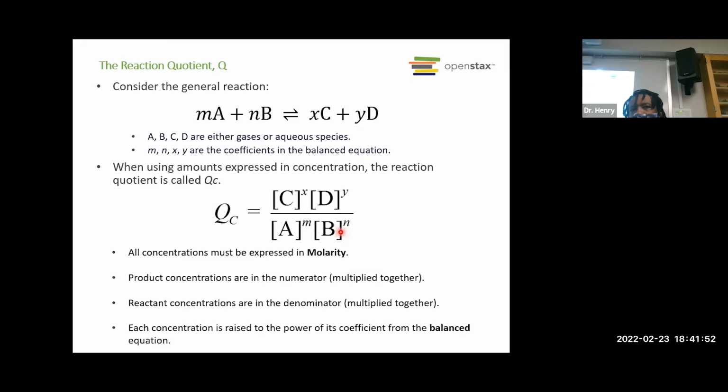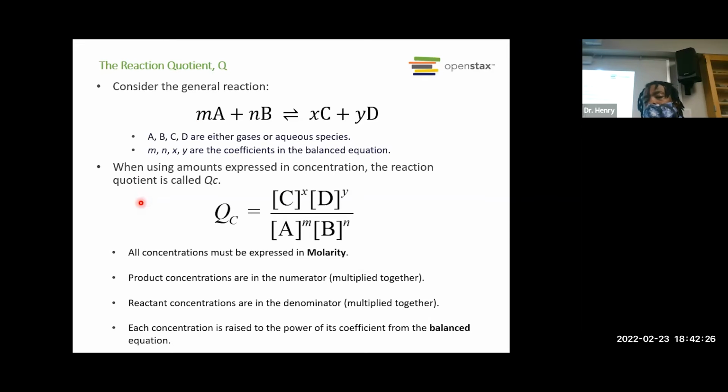M and N represent the coefficients. So they're going to represent the coefficients that are in front of those chemicals, right? So if we have chemical A, M is how many we have in a balanced chemical equation, okay? We're using both X and Y in this case, but that was just to make it easier.